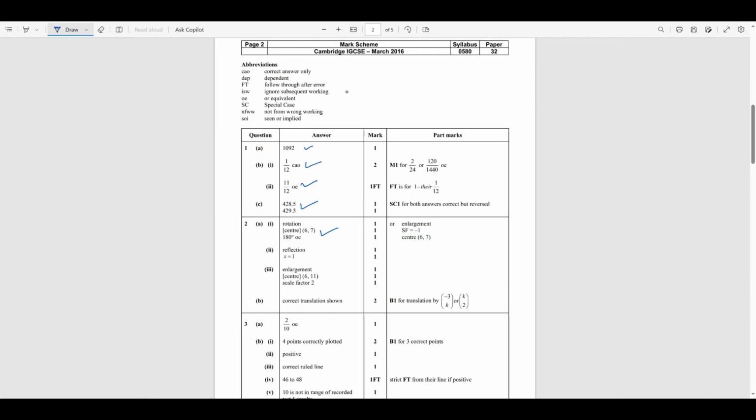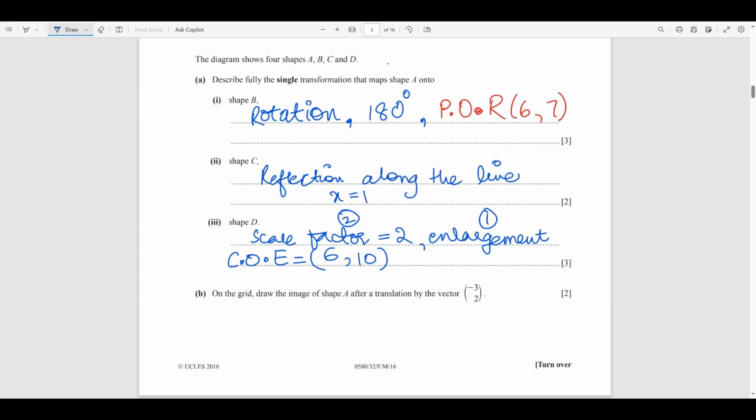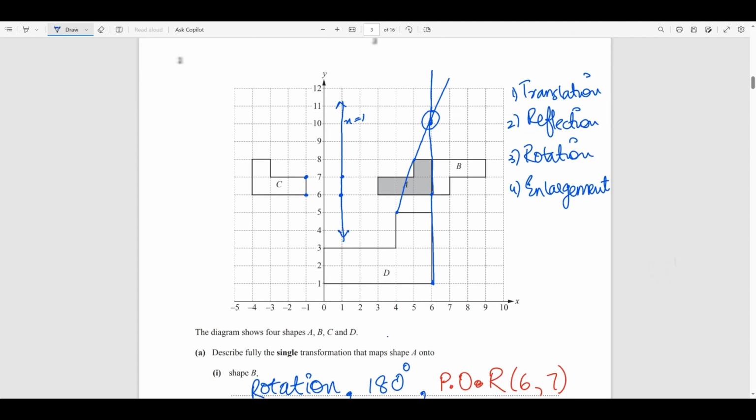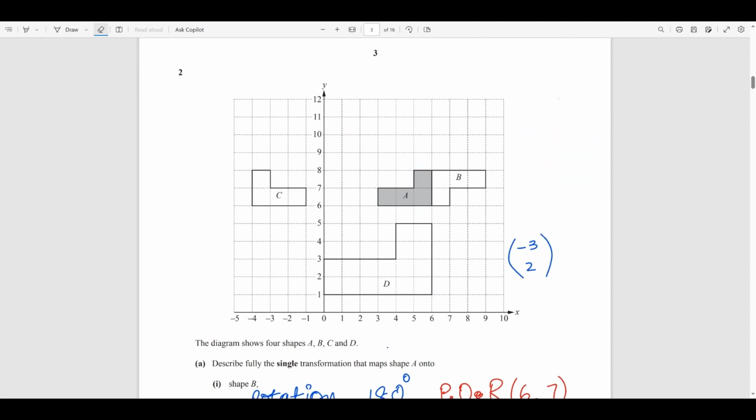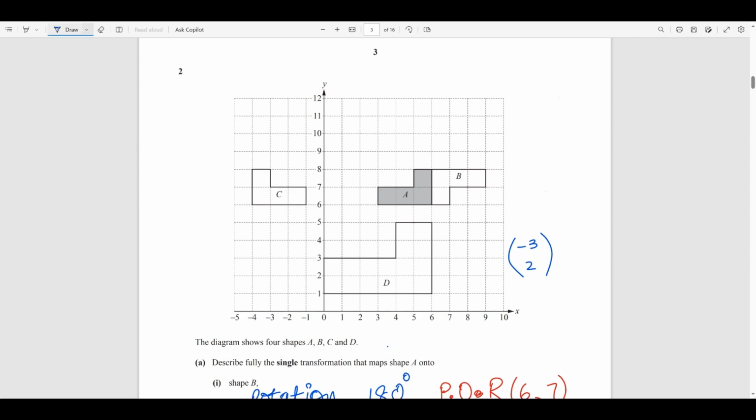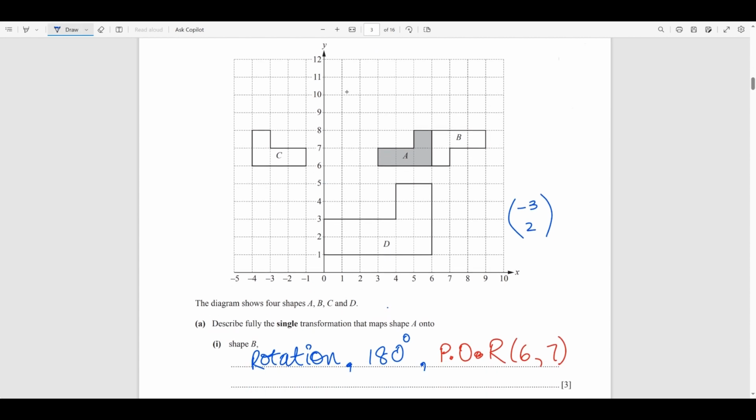Let's check the answers. Reflection in x is equal to 1, scale factor of 2, (6, 11). Okay, on the grid, draw the image of shape A after a translation by the vector (-3, 2). So basically you have to translate figure A to here. The -3 describes the translation on the x-axis, and the 2 describes the translation on the y-axis. So you pick a point.